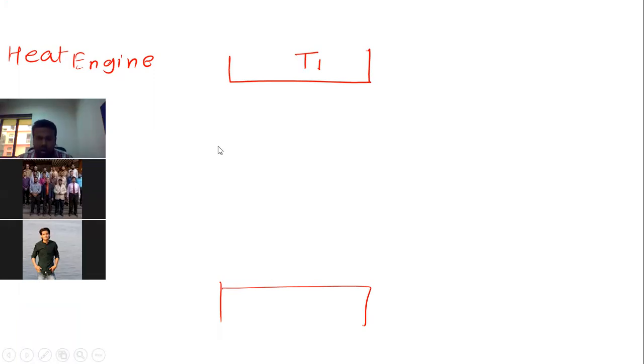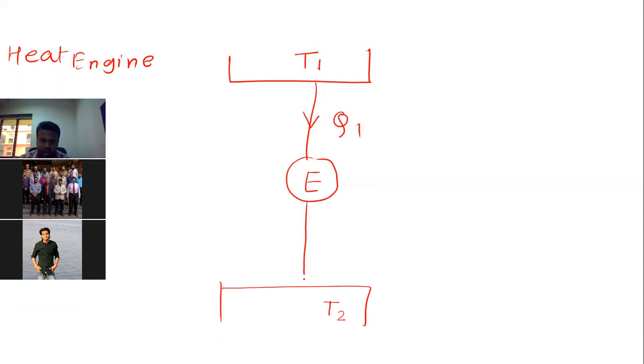See, we have one reservoir which is at a temperature T1. We have one more reservoir which is at a temperature T2. And we have the engine in between. What this engine is doing is receiving Q1 amount of heat and rejecting Q2 amount of heat. While doing so, the engine is producing W equal to Q1 minus Q2 amount of work. Is that okay? Yes, sir.